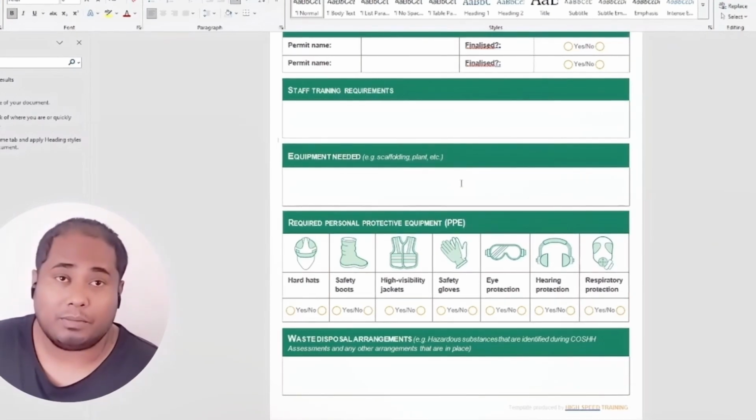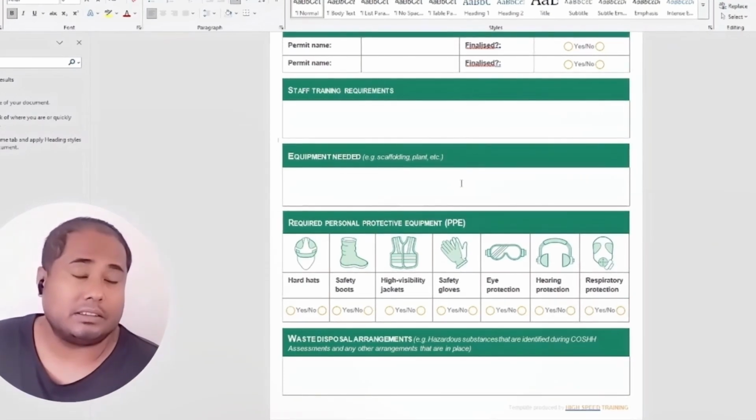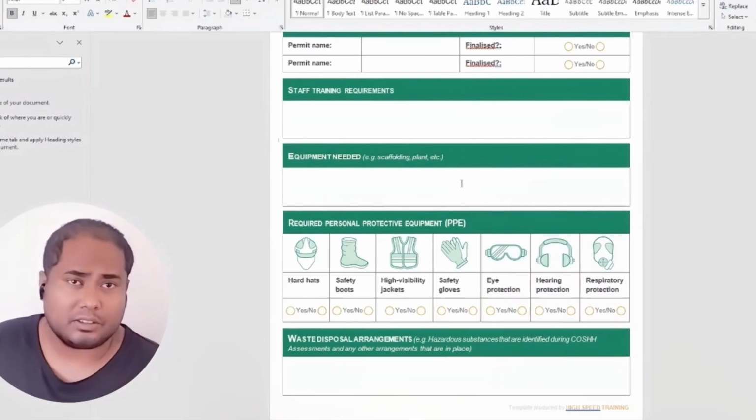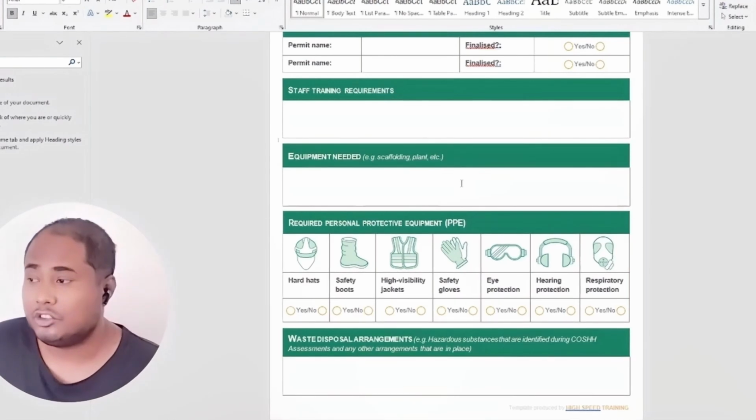Also give the details of their equipment. What types of equipment are being used on this work? Is it recognized by international standards or not? Okay, so give the details of the equipment needed for the work; that should be included.